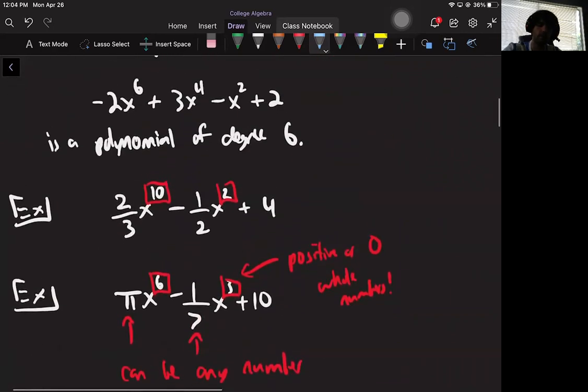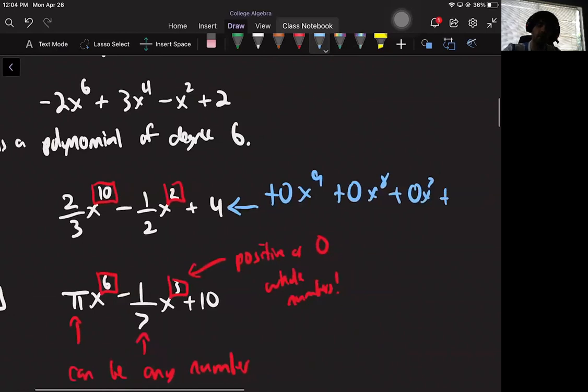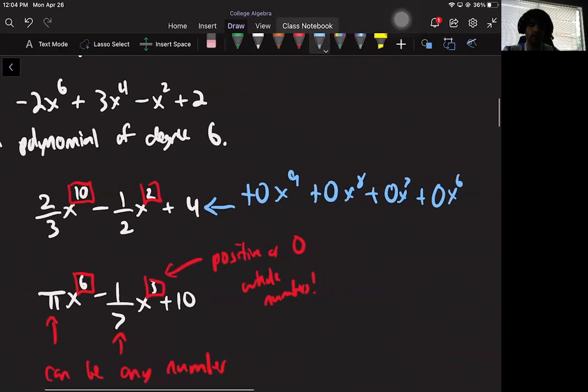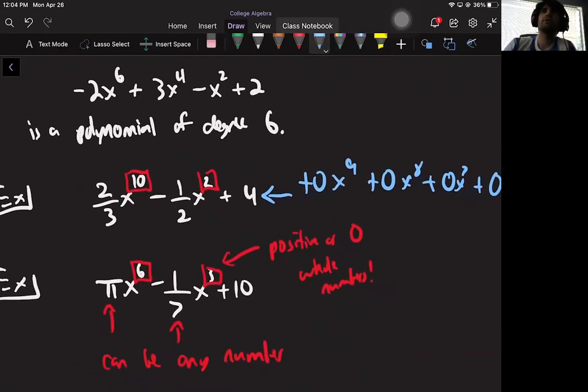And then on these ones, similarly, it would be super annoying if I wanted to write all of them. So just because I have a 10 there, I'm not going to write 0x to the 9, 0x to the 8, but they're all there. They're just all zeros. You just don't want to write a bunch of zeros because it's just a waste of time. Okay. In any case, that is the end of the lecture today.